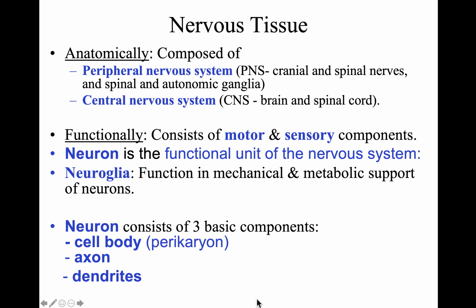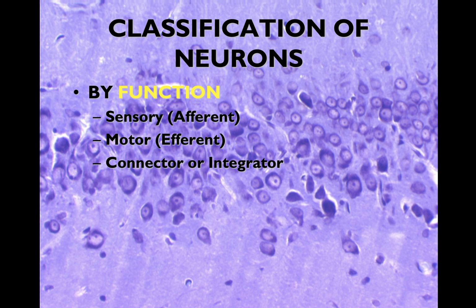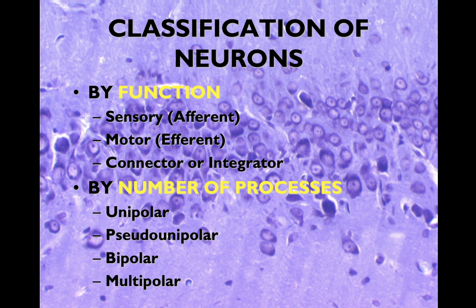Usually the neuron consists of three basic components: the cell body, whose other name is the soma or perikaryon, one axon, and the dendrites. The classification of the neuron can be based on the function. We have sensory, which is afferent, or motor, which is efferent, and we have neurons that connect between the sensory and the motor, and these we call the connector or the integrator.